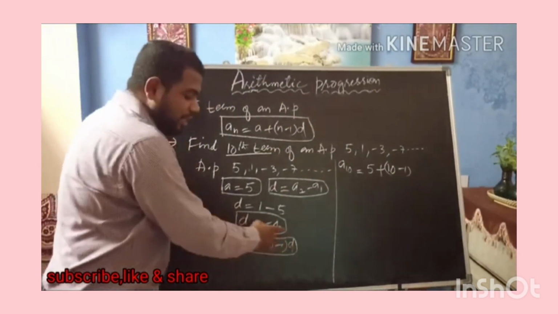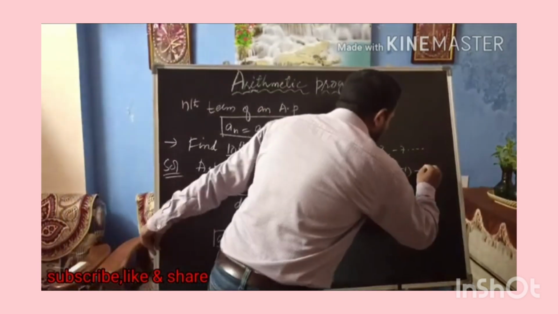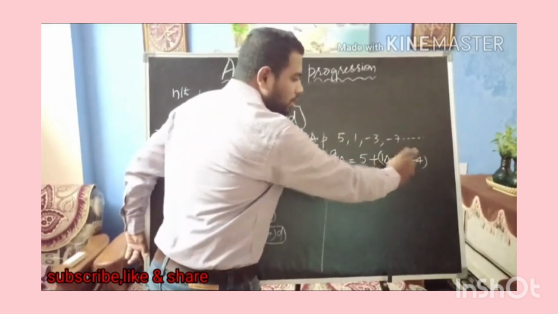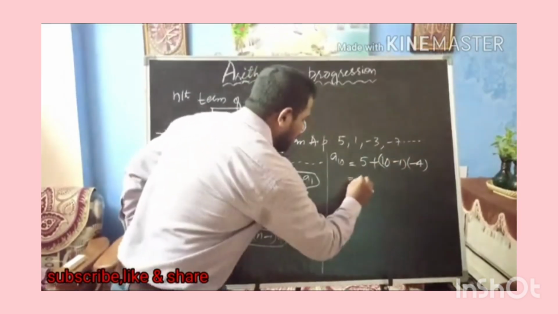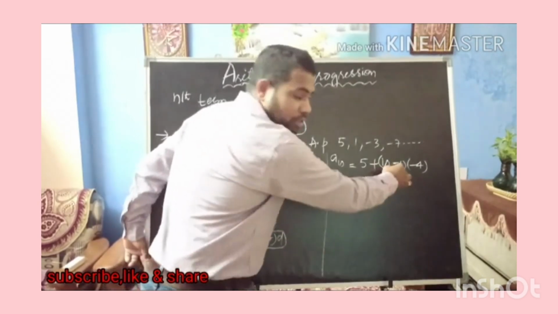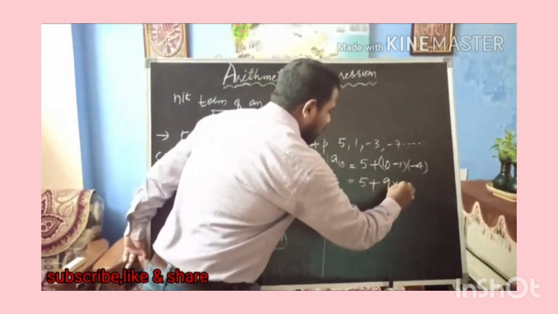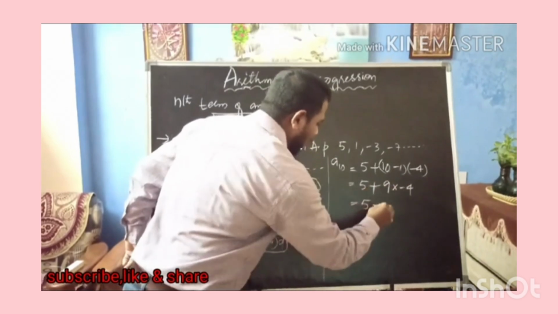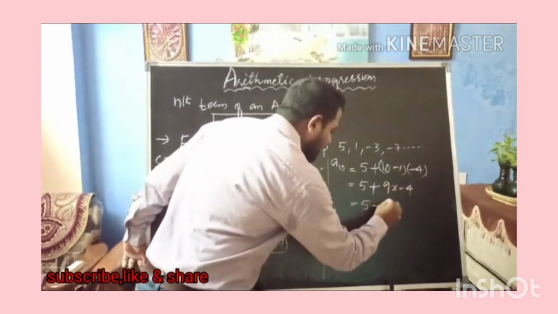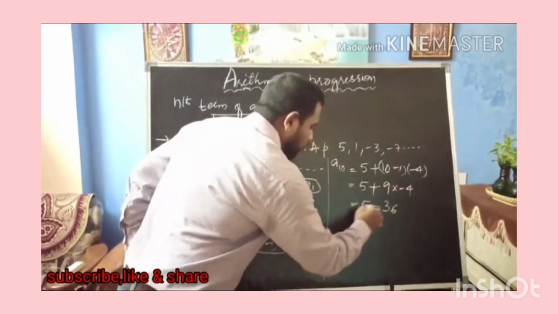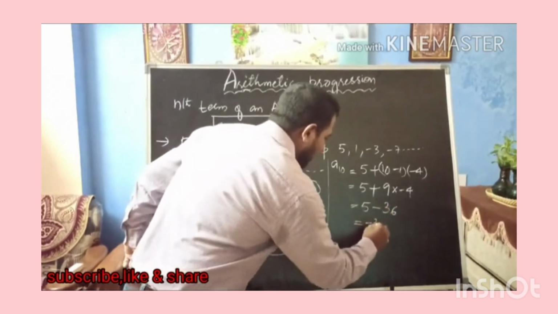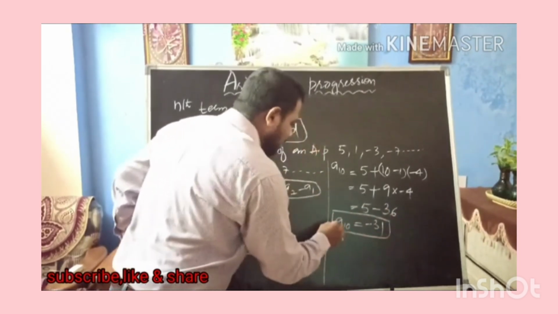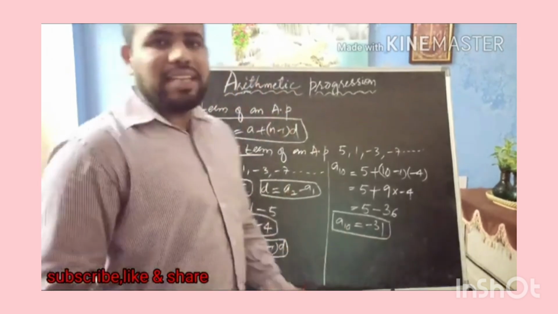What is the common difference? That is minus 4. So 5 plus 10 minus 1 into minus 4. Here 10 minus 1 is 9, into minus 4. So 5 plus 9 into minus 4; 9 fours are 36. So 5 minus 36 is going to be minus 31. So the 10th term is minus 31. See, very simple and very easy.